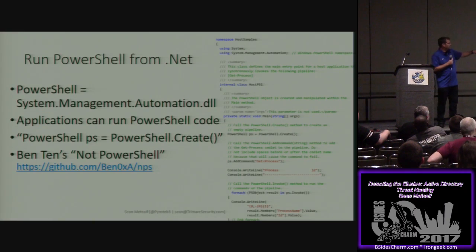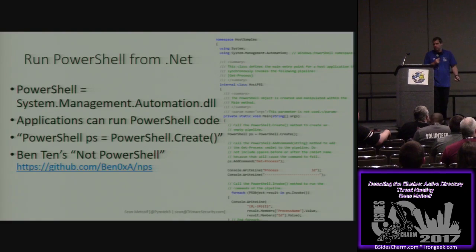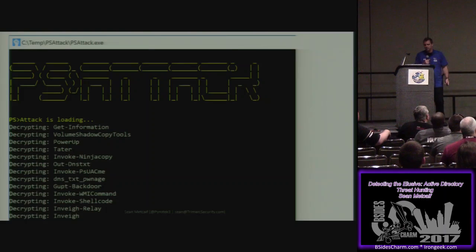Microsoft provides this nice script code here on the right on MSDN on how to execute PowerShell code from an executable. And Ben 10 actually put out a tool called Not PowerShell. It looks like the PowerShell console, but it's nps.exe, and it just calls the PowerShell engine and then runs the PowerShell code. We can do this from any .NET executable using PS equals PowerShell create.